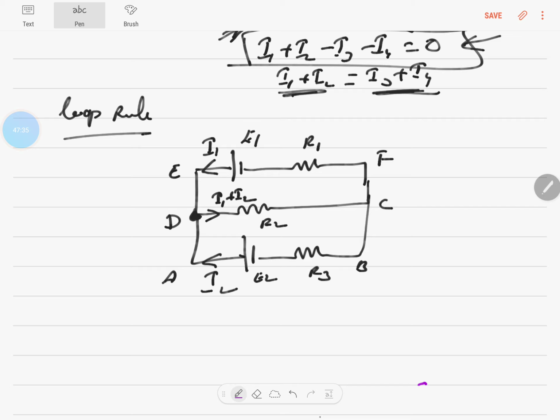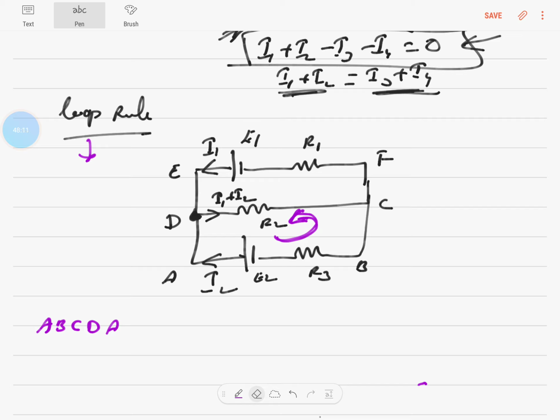Supposing you're going to take a closed loop A, B, C, D, A, which is in an anti-clockwise direction. This direction which I'm going, A, B, C, D, A. The loop rule says that the sum of the EMFs and the products of the current and resistance, which is also the potential, is always equal to 0. Sum of all the potential is equal to 0. So that's the loop rule.